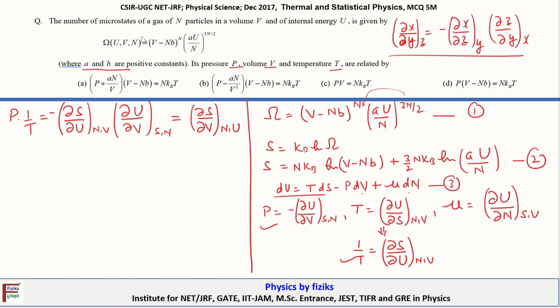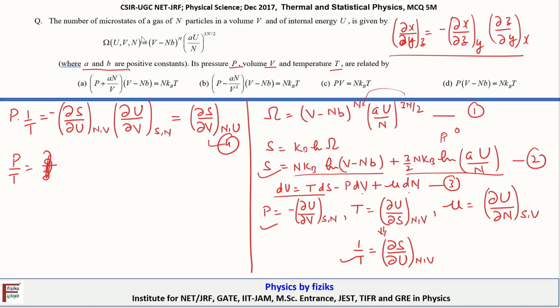Now we have an important result which says that P by T is equal to dS by dV, keeping N and U constant. Let's call this equation 4. We will make use of equation 2 and equation 4, and write P by T equal to dS by dV. We differentiate equation 2 with respect to volume. There is no volume term in the second term, so its derivative with respect to volume becomes 0. We only need to worry about the first part. So P by T is equal to the derivative of the first term.